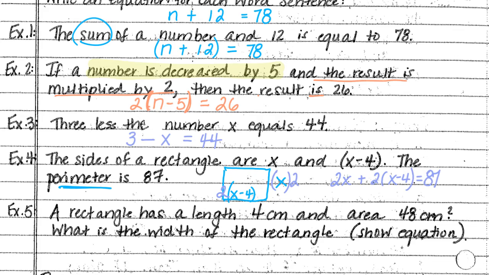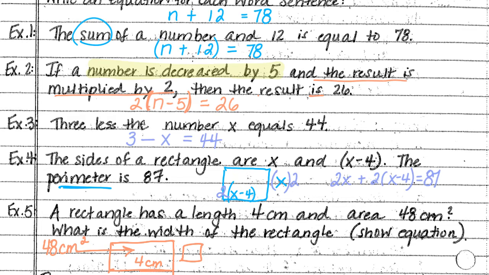All right, moving on. A rectangle has a length 4 centimeters and an area 48 centimeters squared. That is a square. All right, what did I tell you? I'm a visual learner. The first thing I'm going to do is draw a rectangle. I know that the length is 4 centimeters. I do not know the width. The area is 48 centimeters squared.